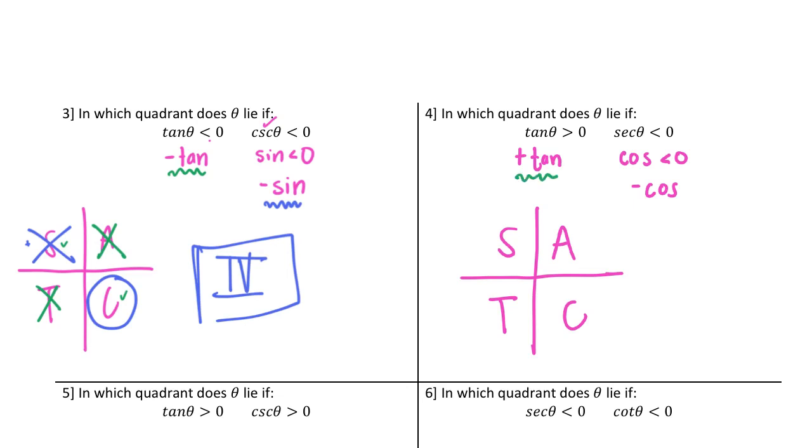If we have a positive tangent, kick out the two quadrants where tangent is not positive. That's the S quadrant, quadrant 2, and the C quadrant. All of them are positive in quadrant 1, and tangent is positive in quadrant 3. Last but not least, in which of these quadrants do we have a negative cosine? That would be in quadrant 3, because cosine is positive in quadrant 1.